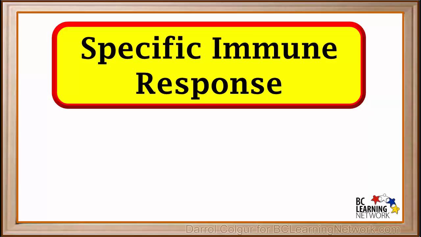A specific immune response singles out one particular agent that can harm us and responds to that. For example, if we catch a certain virus, our specific immune system will destroy that particular virus. Specific immune responses in our body are carried out by two main types of cells.